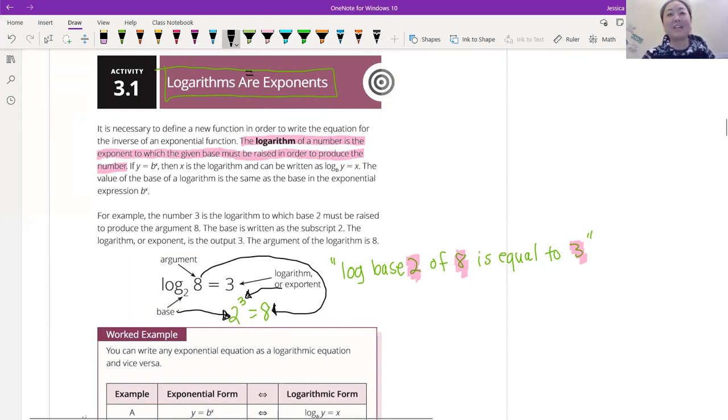All right. So the way you say this, and I put this in quotation marks, is log base 2 of 8 is equal to 3. So literally you can do this with anything. So if I said, honestly, I don't know what this is, because I don't know, we would say log base 3 of 10 is equal to x. Do you see how that works? Okay, so that's how you would say that.